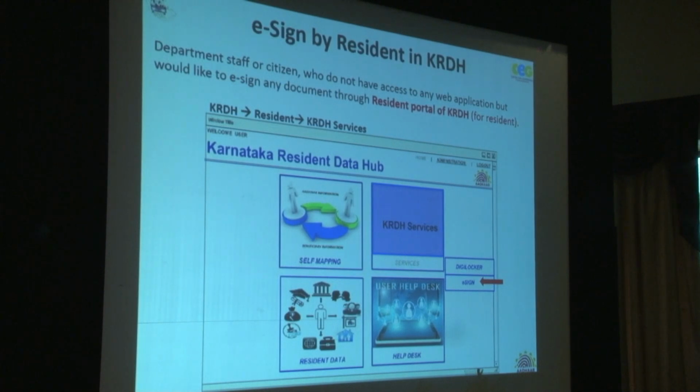I have been associated with the Aadhaar, with the Government of Karnataka implementation since its inception in 2009.